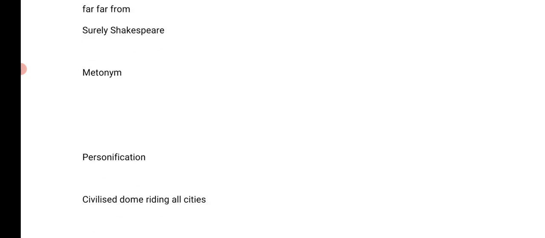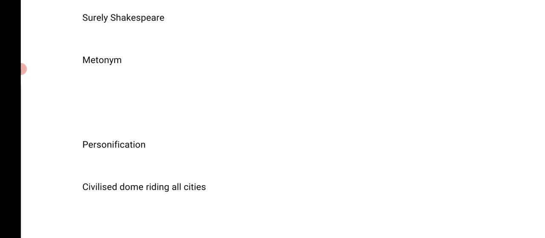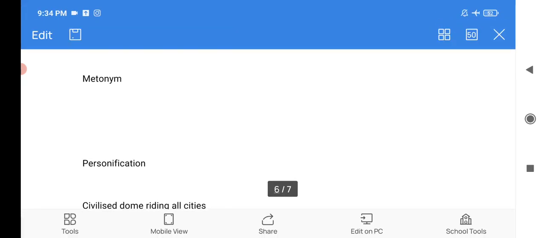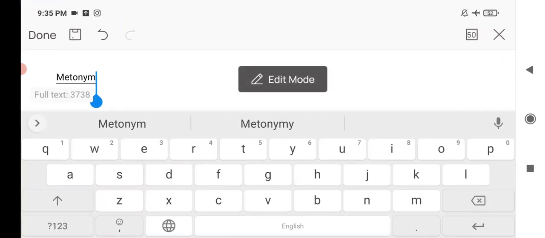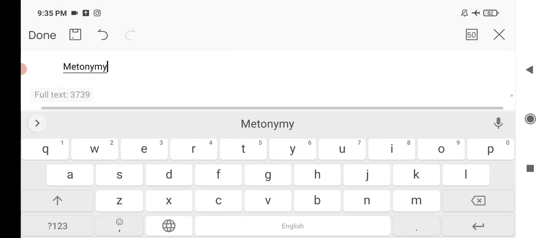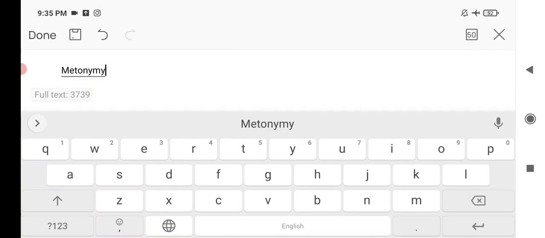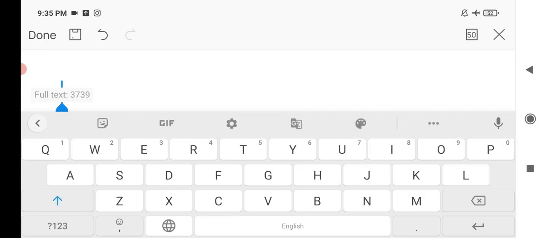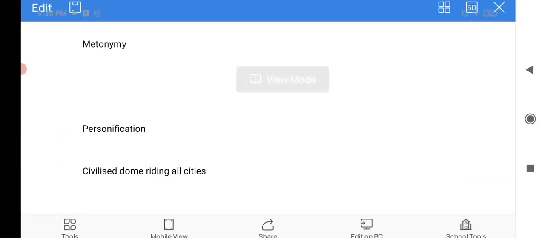And then metonymy. It is misspelled here, let me just edit it first. Metonymy, right? So metonymy is very simple. You have to find out. It is actually the substitution of the name or of an attribute, right? So you will see in the poem An Elementary School Classroom in a Slum Area, they have used a substitution for the rich people. So this is where it is called metonymy.